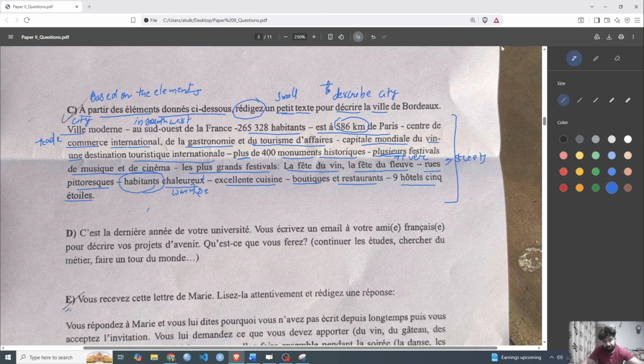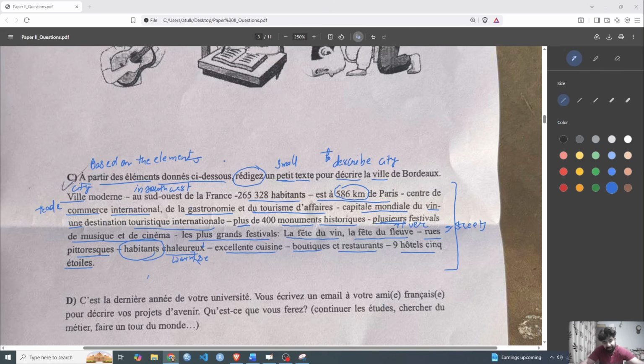So they mention everything to us about the city, how exactly the city is, and then they expect us to actually write about it. So using all these things, we have to write about the city and describe it. So almost all the things they have given to us. So what they expect is that we are going to give a long answer for this one, because they have given us most of the text.